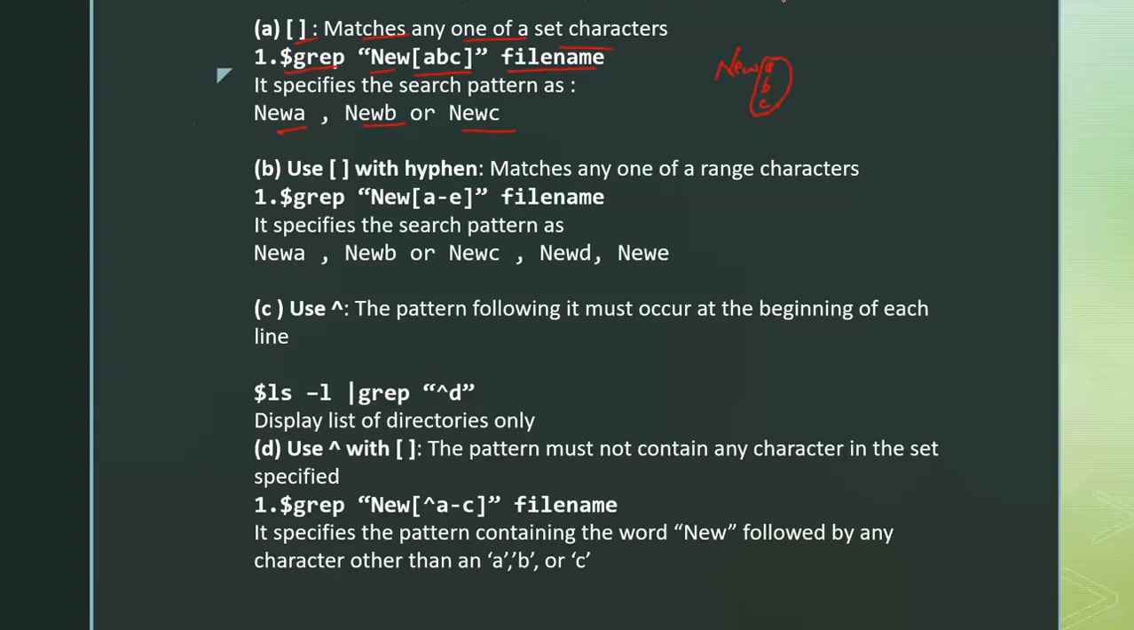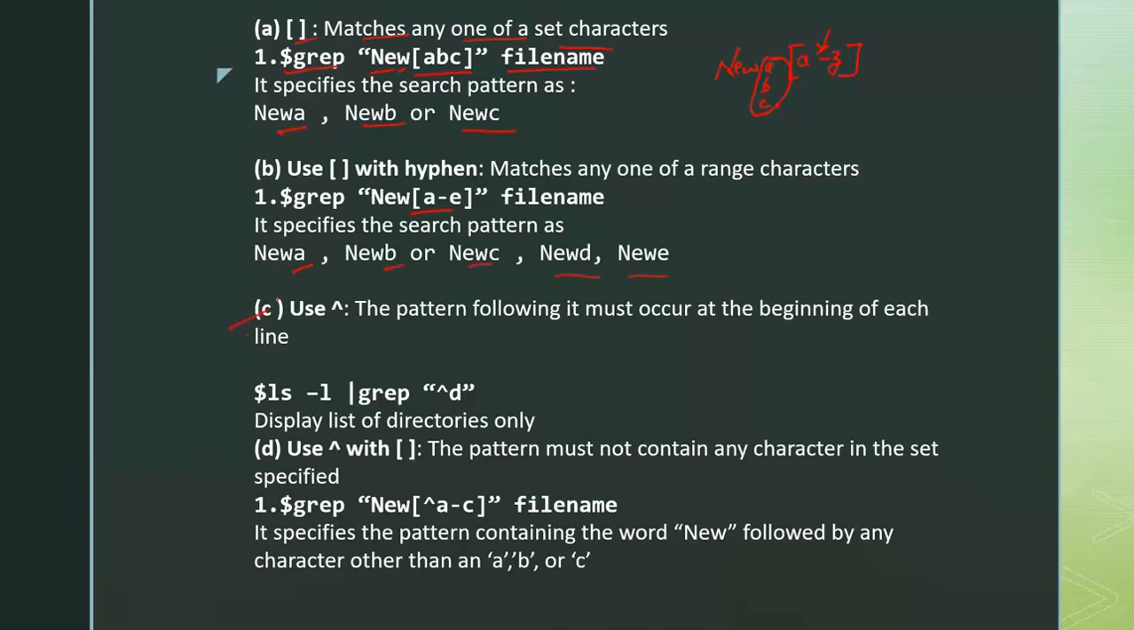If you want to specify, as I told you, any value, but if you want to set a range, then I can write a hyphen z or a hyphen, whatever characters you want. When you want to use a range, I'll be using the hyphen symbol. Okay, next you can see here we are mentioning range a to e. It can have any character after new followed by a, b, c, d or e.